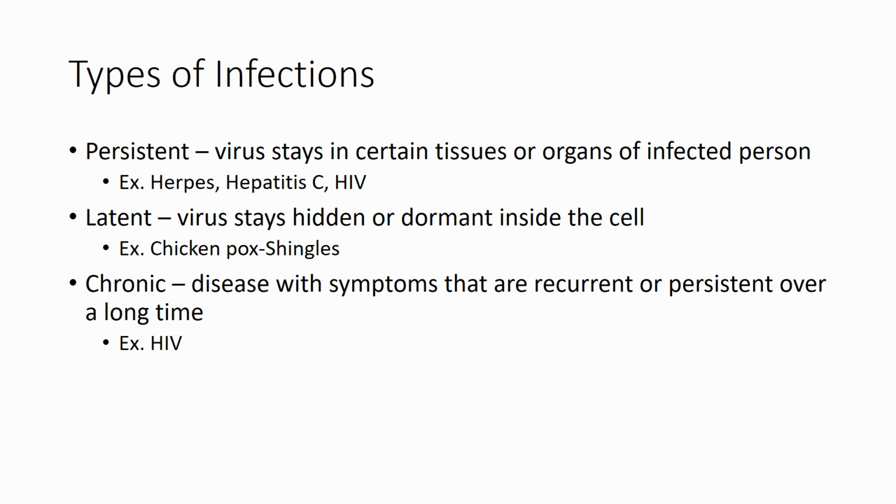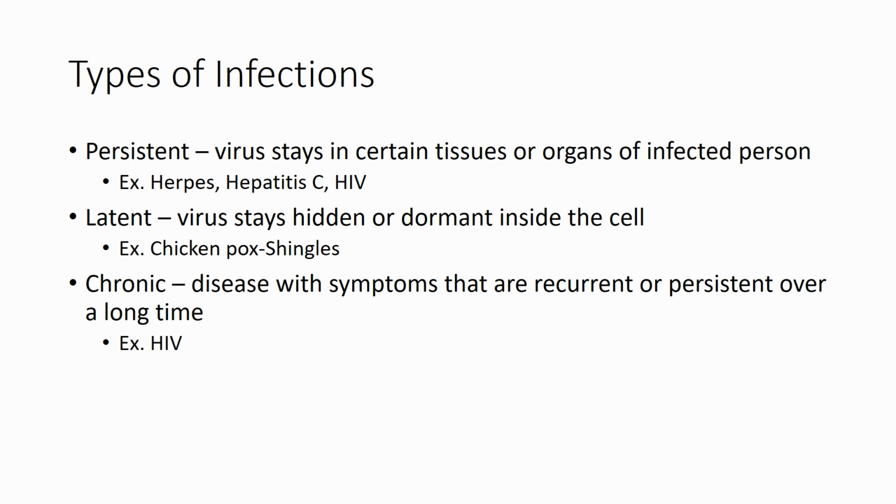The last couple things to go over in this slideshow are the different types of viral infections. Some viral infections are considered persistent. This occurs when a virus can stay within a tissue of an infected person. Examples of this would be herpes, hepatitis C, and HIV. Once someone has herpes, they may not always have a cold sore, but that virus is always present within their body.